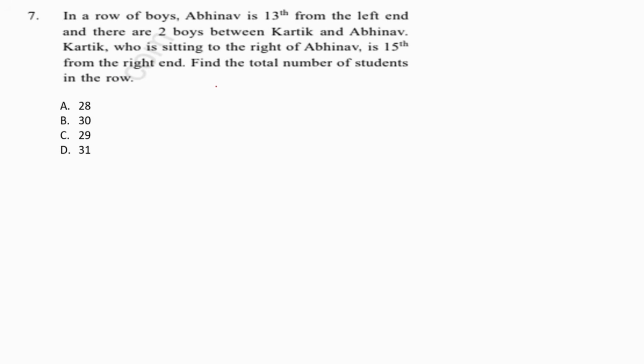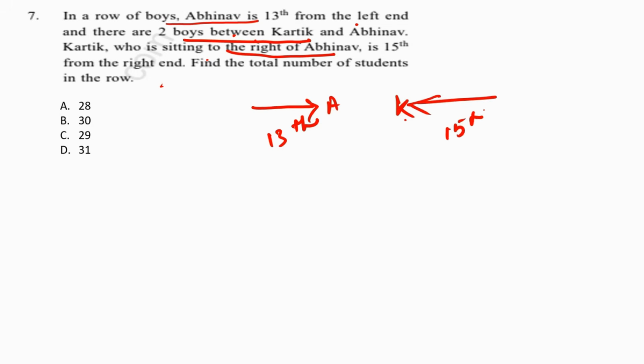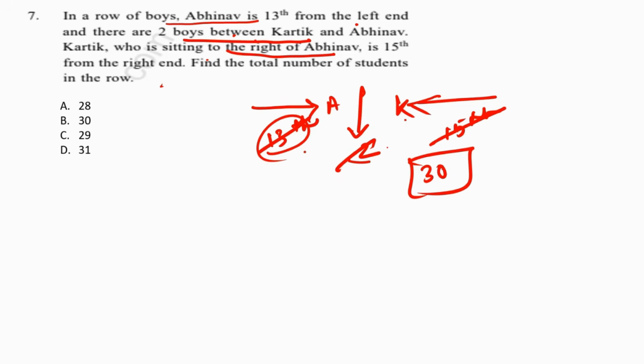Next, moving on to question number 7, which is a question from ranking. In a row of boys, Abhinav is 13th from the left. Abhinav is over here, 13th from left. There are 2 boys between Karthik and Abhinav. Karthik is sitting to the right of Abhinav, somewhere towards the right, and he is 15th from right, with 2 boys in between. So the total number of boys is 13 plus 2 plus 15, that's 30. So the total number of students in that group is 30. Option B.